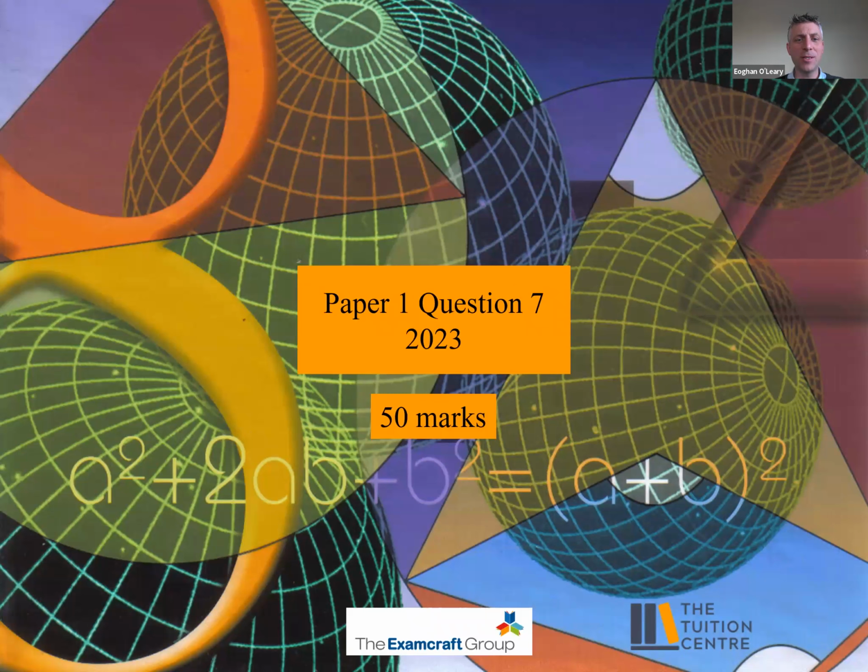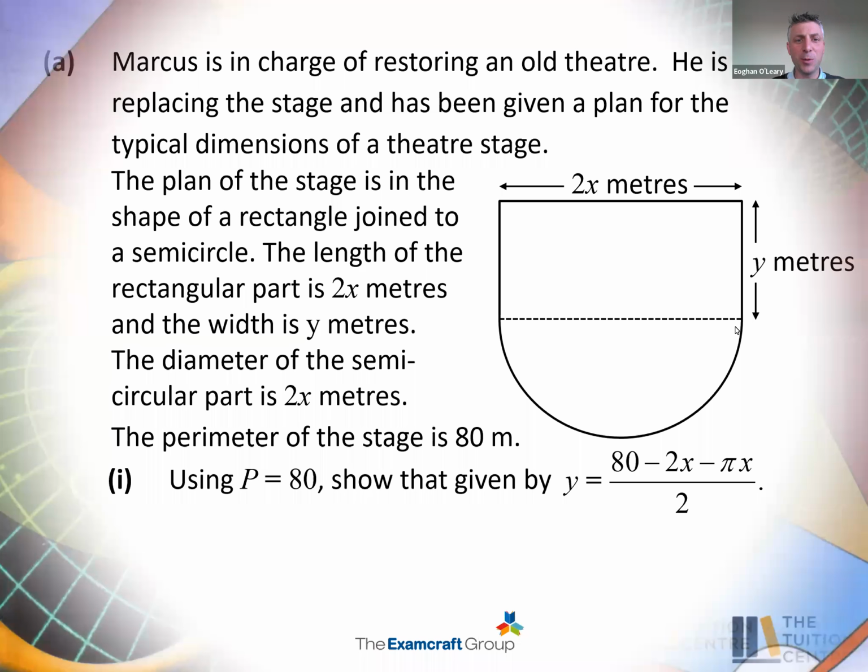So we're on now to question 7. This is the first of the context and applications questions, the problem solving question, and each one is worth 50 marks. So our first question begins here with Marcus.